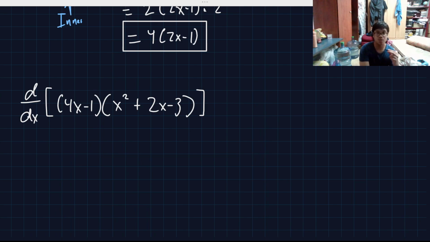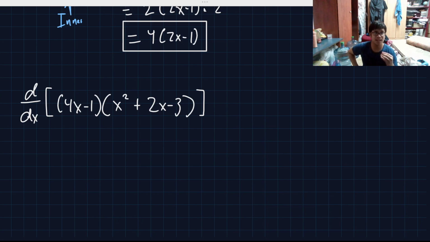Now, since we have two given functions and they are stuck together, you may be thinking product rule. So can we use product rule of differentiation? The answer is yes. We can use product rule of differentiation. But there's actually another way to do this derivative, which is by expanding first before you get the derivative.